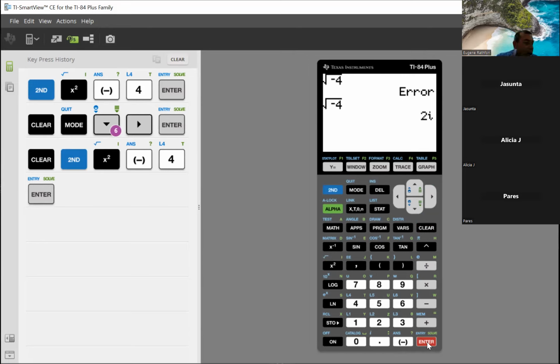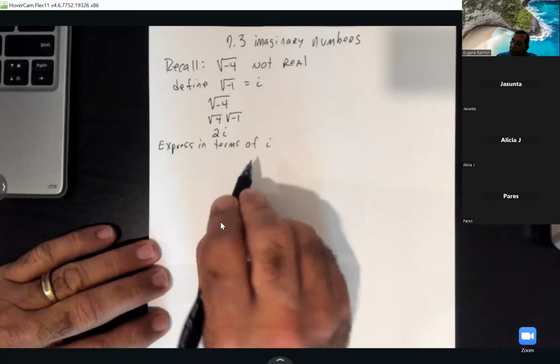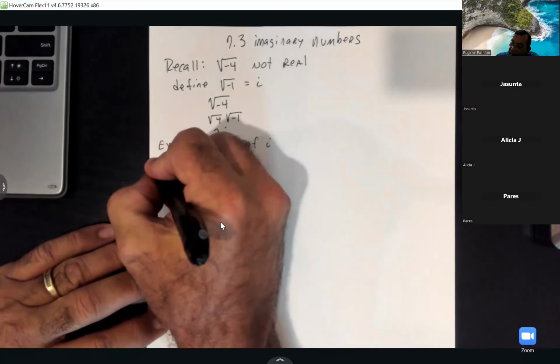So the calculator will knock these out if they're perfect squares, okay? Now, some of these they're giving us are not perfect squares, so let me show you what we'll do on those. Let me go back to my page. So I'm going to express in terms of i.